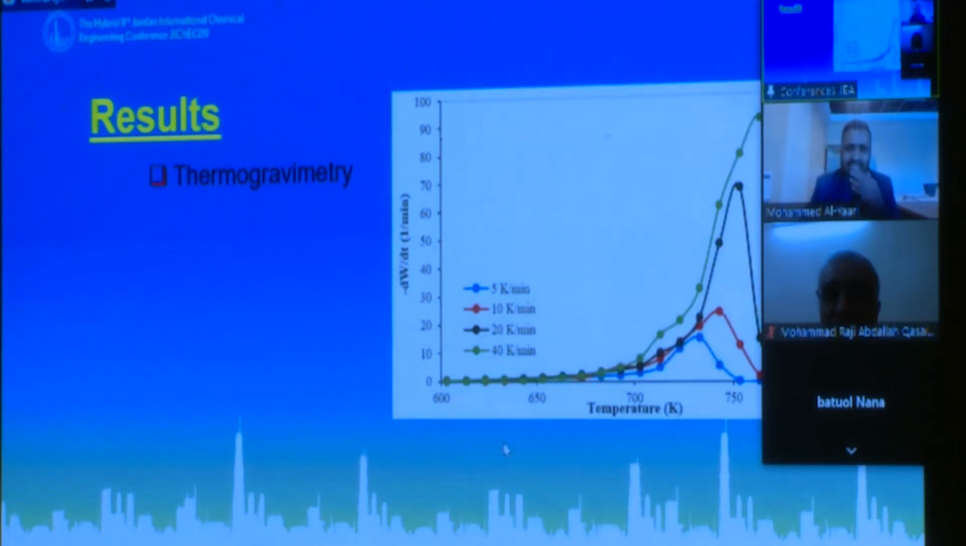And this is the derivative thermogravimetric curves, as you can see here. So it's clear that the temperature of the peak has been shifted to higher temperatures, and the size of the peak also has increased, and this is due to the fast rate of heating.